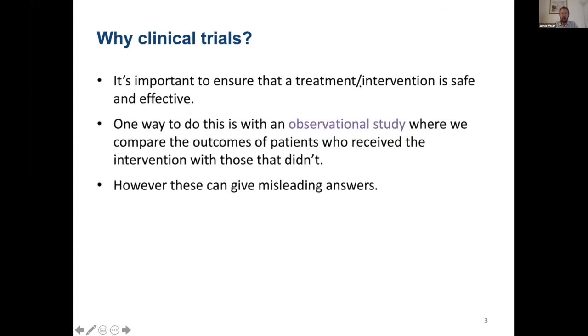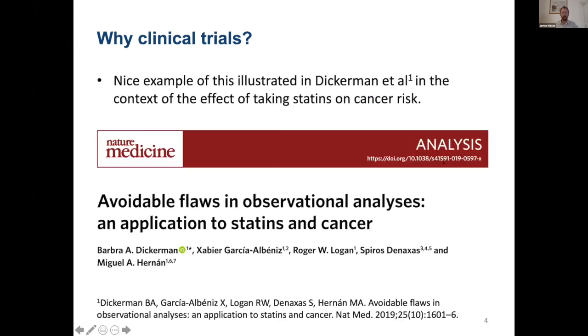We're generally interested in ensuring that treatments and interventions are safe and effective. One way to do this is with an observational study, where we look at patients who receive an intervention in practice against those who don't and compare outcomes. But this can really give us misleading answers.